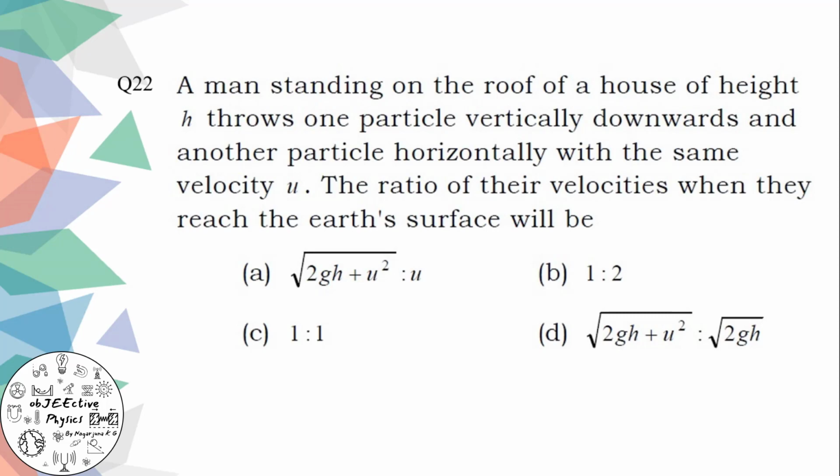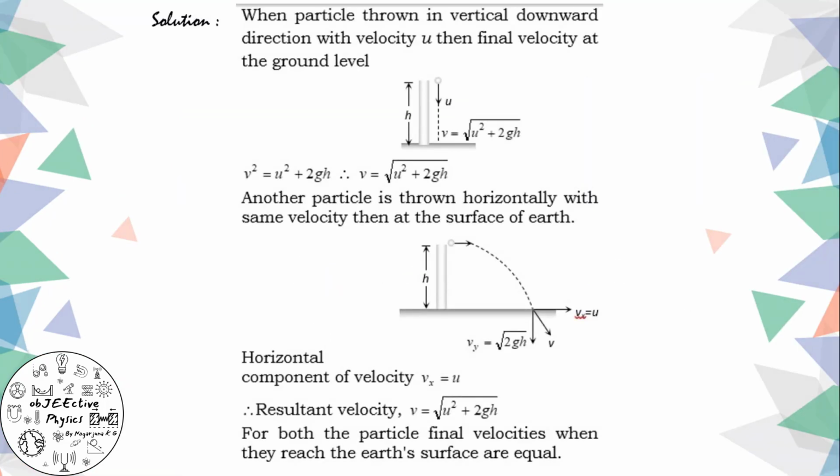Question number 22. A man standing on the roof of a house of height h throws one particle vertically downwards and another particle horizontally with the same velocity u. The ratio of their velocities when they reach the Earth's surface will be? Solution. Observe the first case.